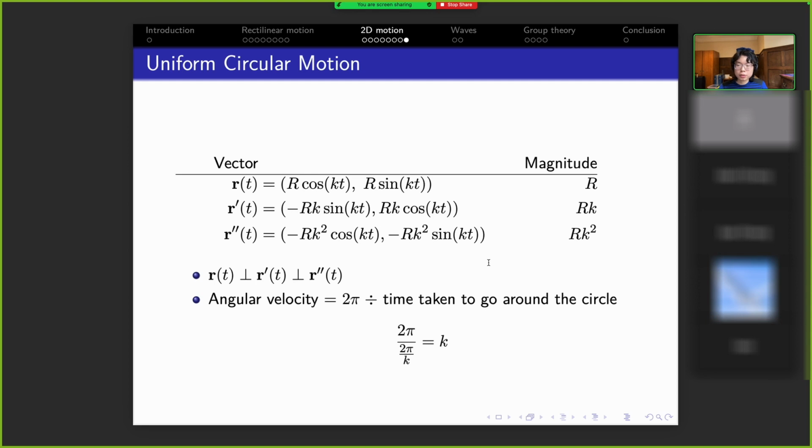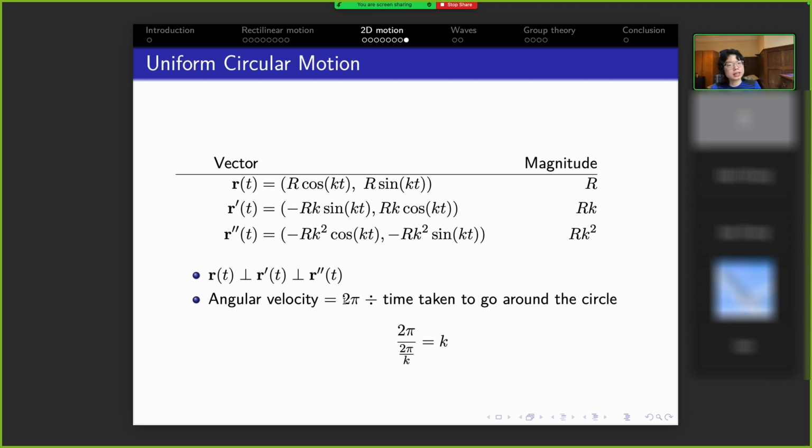Okay, so now, what is k? It turns out k is angular velocity, and the way we can show this is: what is angular velocity? Angular velocity is just the angular distance divided by the time taken to travel that distance.